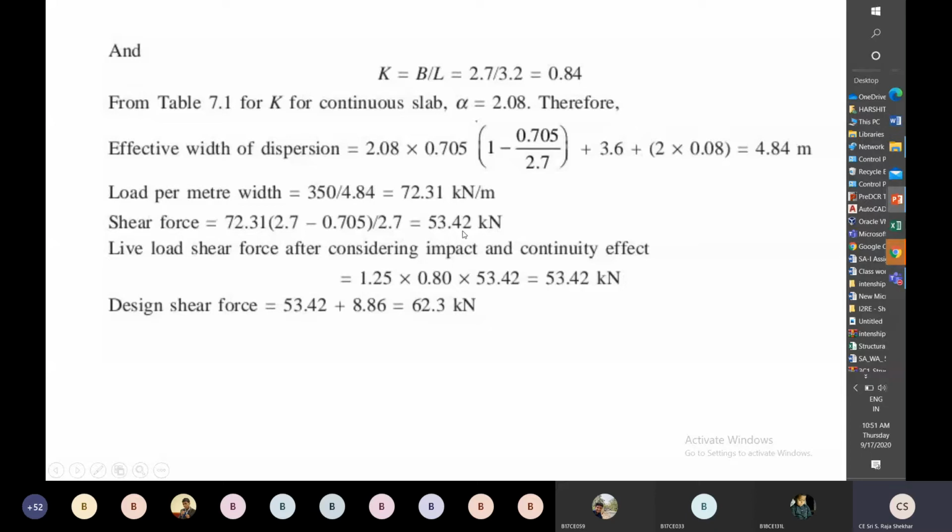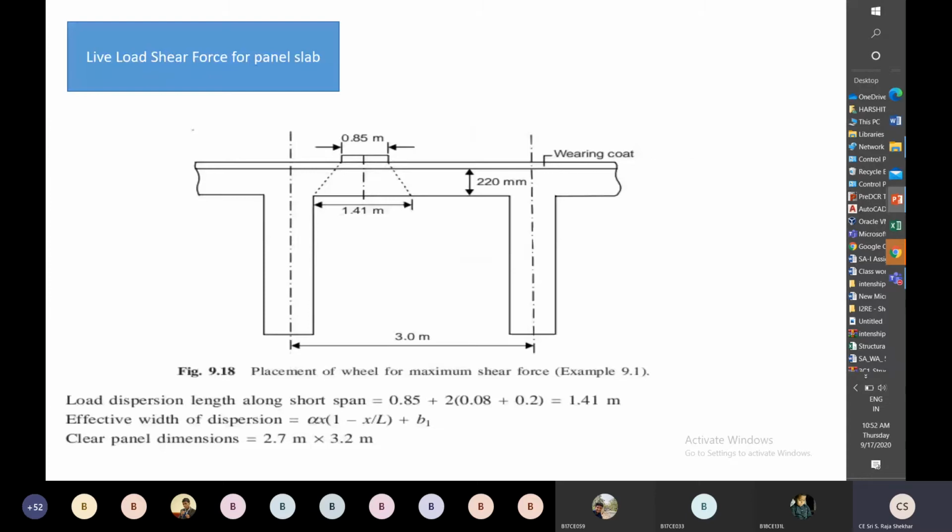I am getting 53.42. This is the live load shear force. After that I need to multiply with the impact factor and continuity factor. From that I get the live load shear force as 53.42 kilonewton. Now the design shear force is equal to live load shear force plus dead load shear force. I am getting a design shear force of 62.3 kilonewtons. So I got all the design moments and design shear forces.